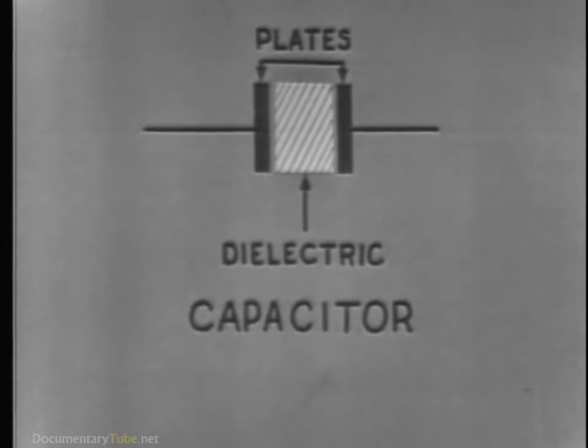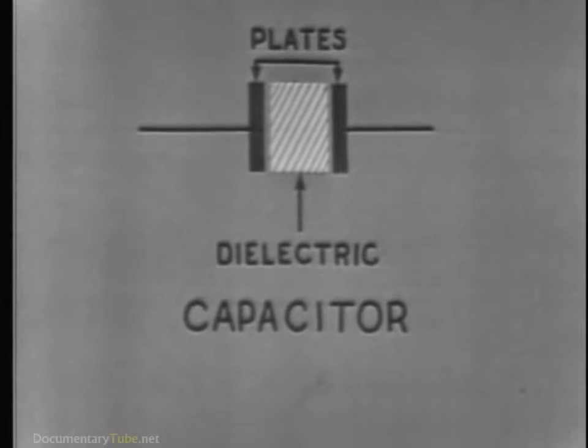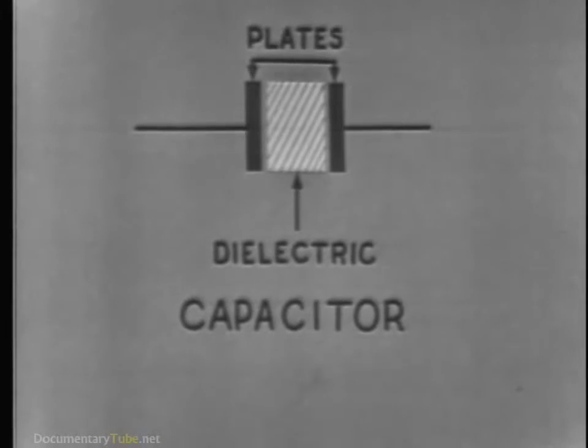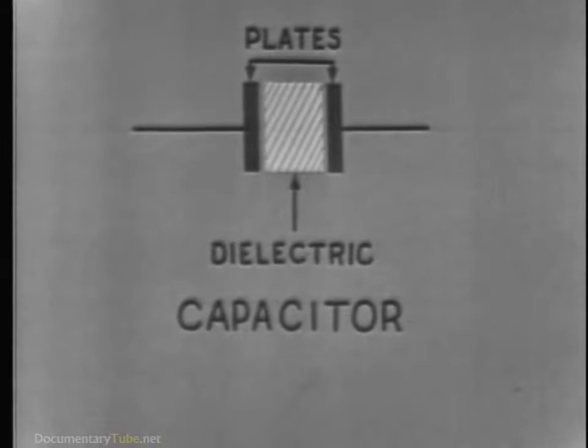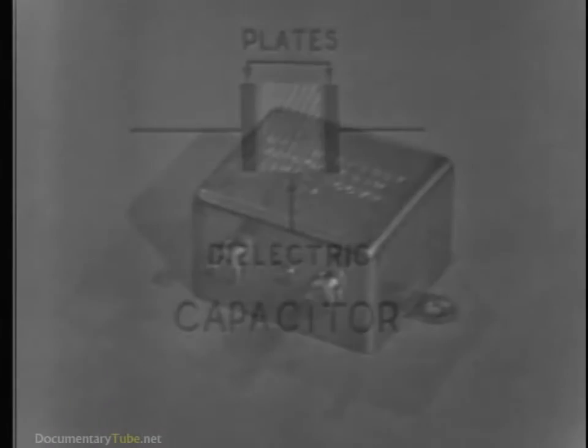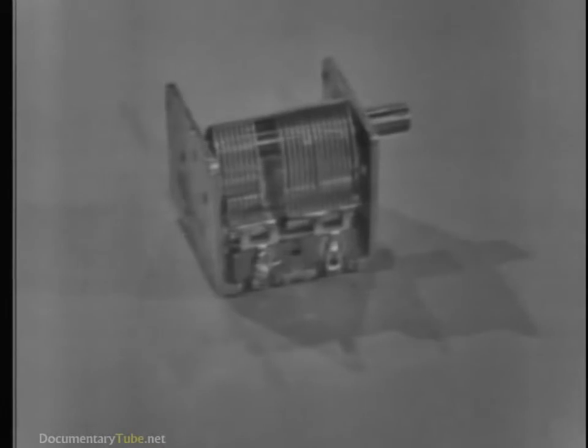Dielectric is the term applied to the insulating material between the plates of a capacitor, while the plates themselves are of a conductor material. The dielectric could be one of several materials, such as oil, paper, mica, and it could even be air. This capacitor uses air as a dielectric between the plates and is a variable capacitor.